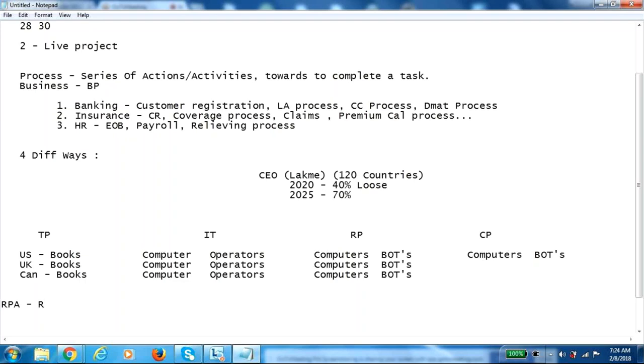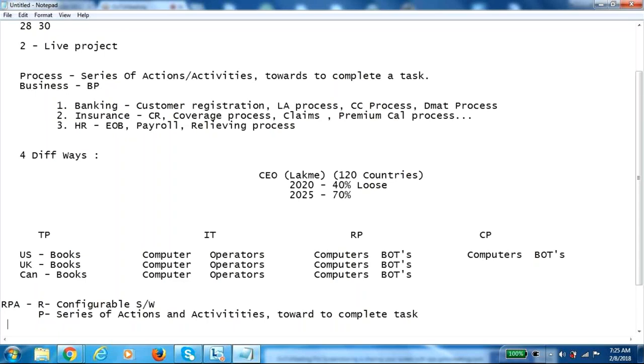First, we'll see what is R. R is nothing but robotic, the bot. What is a bot? We already discussed. It is nothing but configurable software. Next, what is the process? We already discussed again. A process is a series of actions and activities which we follow to complete a task. This is what a process is.